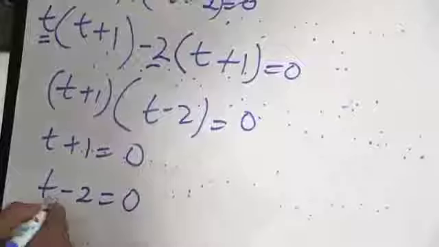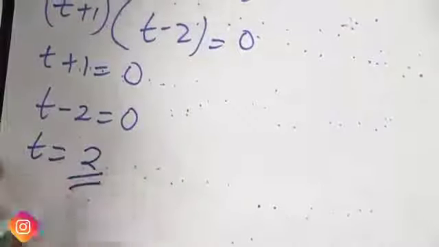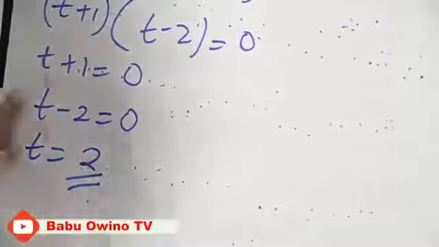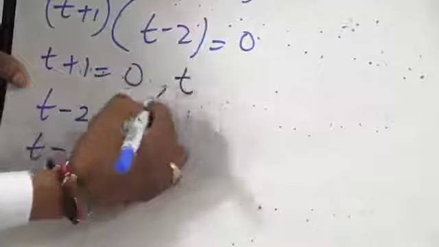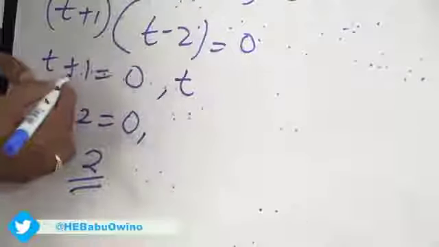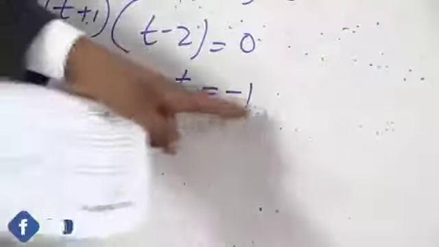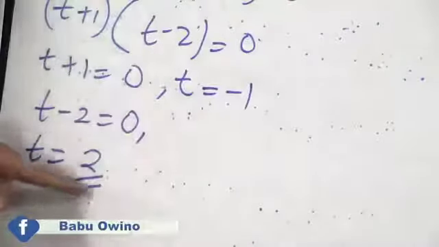Therefore, t here equals 2. When negative 2 crosses to the other side, it becomes positive 2. And here, when positive 1 crosses the other side, it becomes negative 1. So we have t is equal to negative 1 and t is equal to 2.